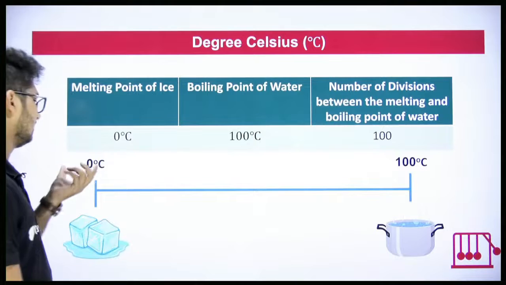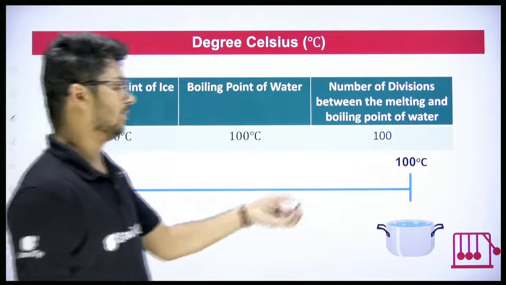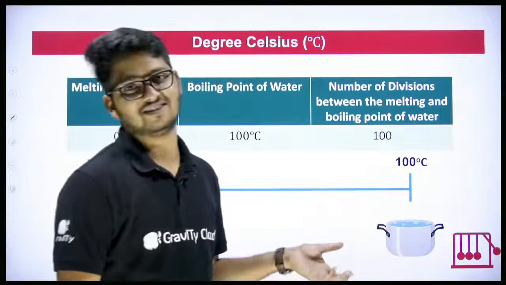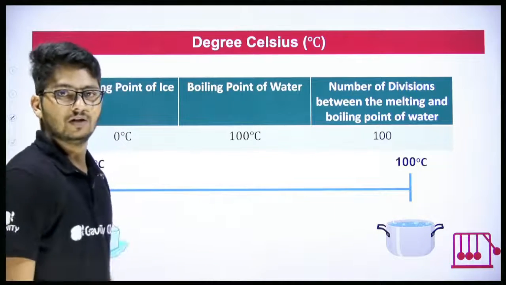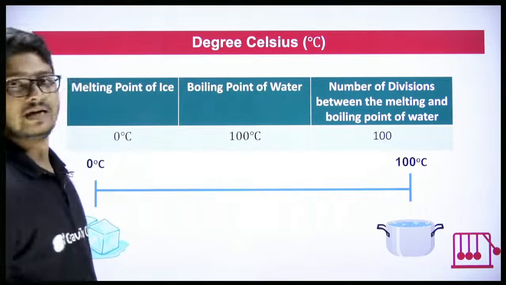So for the melting point, I'll take the temperature as 0. For the boiling point, I'll take the temperature as 100. And he equally divides the temperatures between them. So it's like a scale.